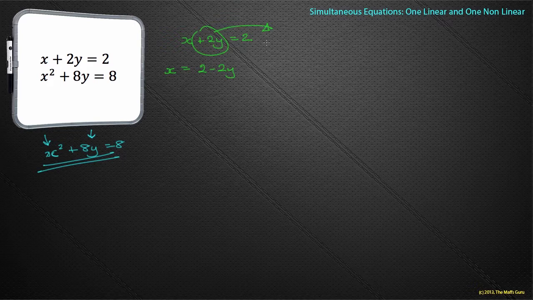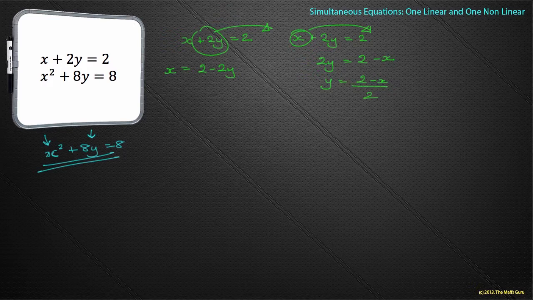Or if I want to get the y on its own and have x plus 2y equals 2, get the y on its own means I've got to move the x over here. So we get 2y is equal to 2 minus x, because it's a plus x on this side, becomes a minus x. And then divide everything by 2 gives me 2 minus x all over 2.